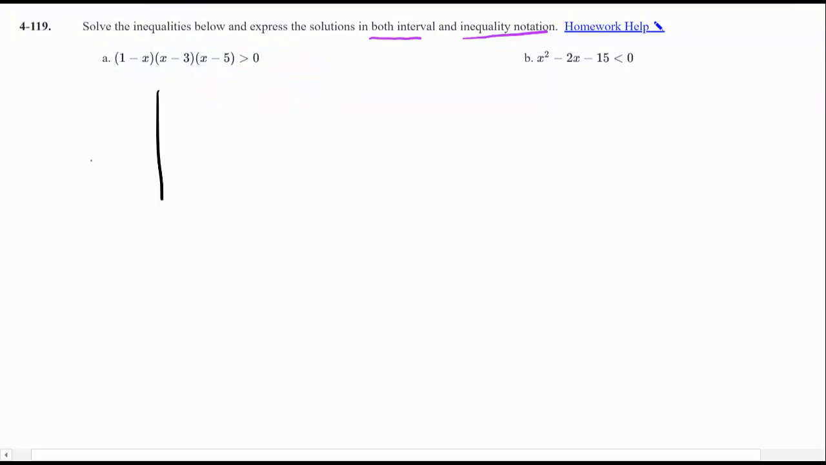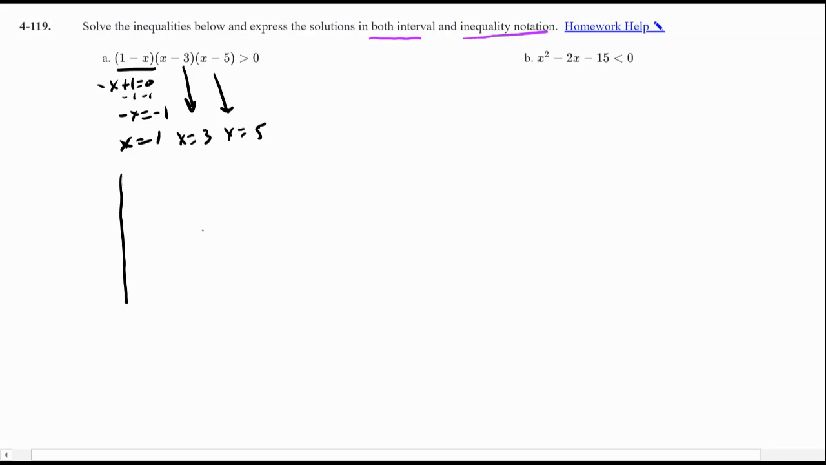So first thing here, this is really negative x plus 1 equals 0. I'm going to subtract 1 from both sides and get negative x equals negative 1. So I have my first intercept at positive 1. Then this one gives me positive 3, and this one gives me positive 5. So when I graph this, 1, 3, and 5 are my intercepts.